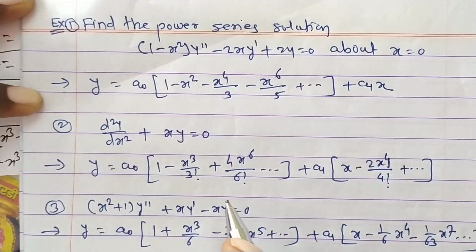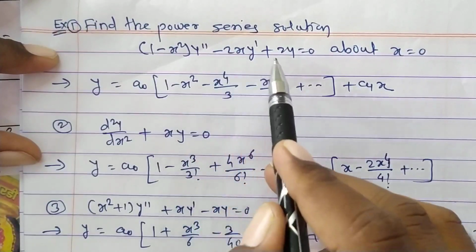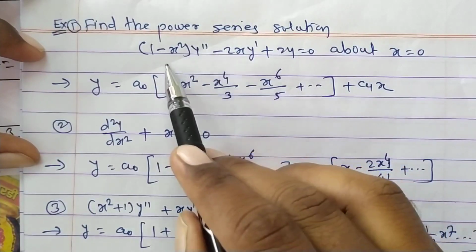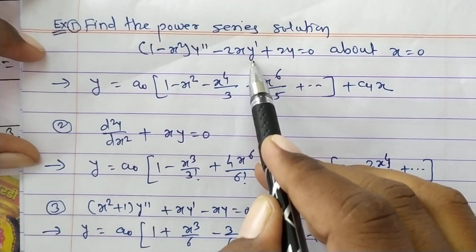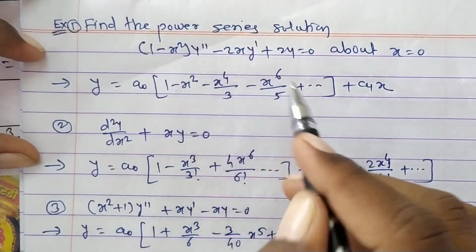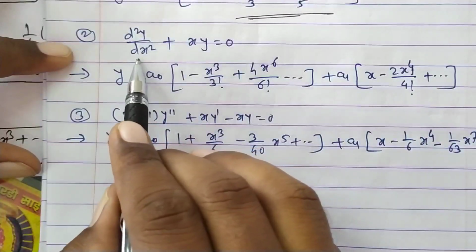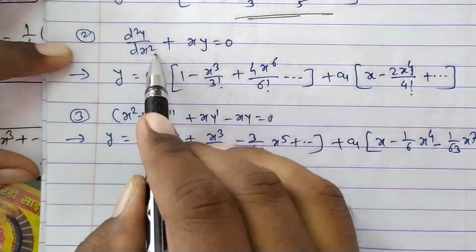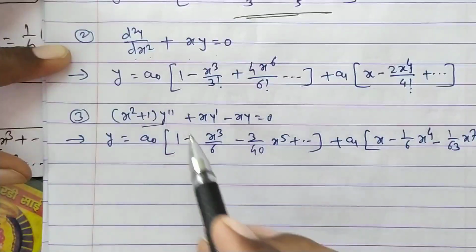Now the next problem is: find the power series solution of (1 minus x square) y double dash minus 2x y dash plus 2y equal to 0 about x equal to 0. This problem is the same as the last problem we solved: y double dash is d2y by dx square, y dash is dy by dx. First check the ordinary point, then take the solution, find dy by dx and d2y by dx square. After solving we will get the answer. Also try this problem: d2y by dx square plus xy equal to 0. This problem is the same as in the last video, where we already took one problem. And this one is also the same as this. So you try these three problems.